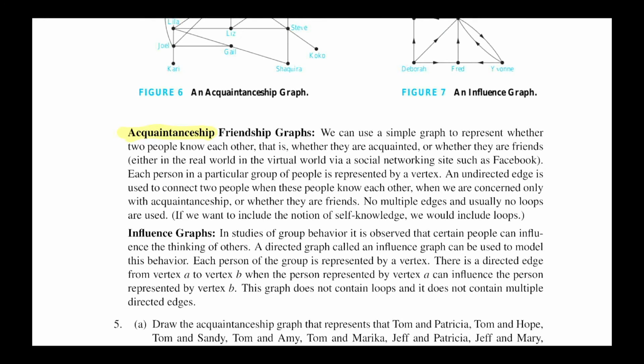It's just whether two people know each other. That's basically all it is. So there's an edge if they know each other. Okay.